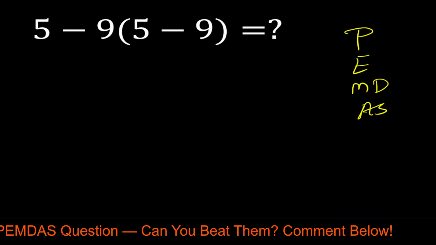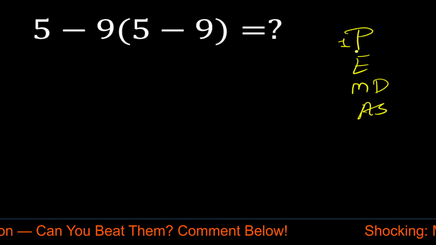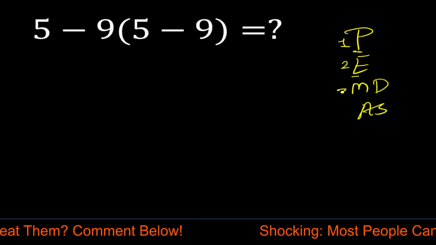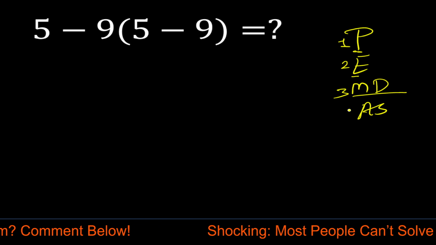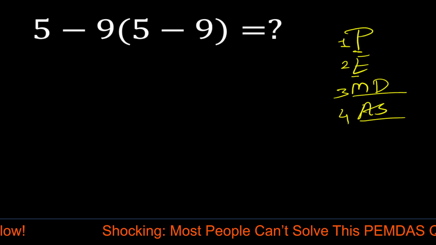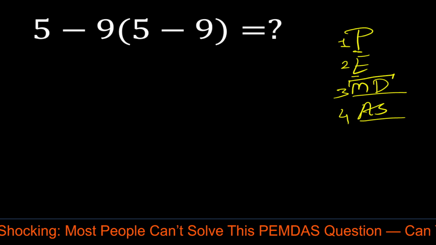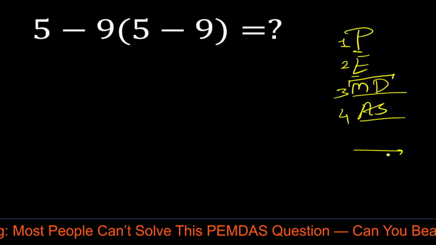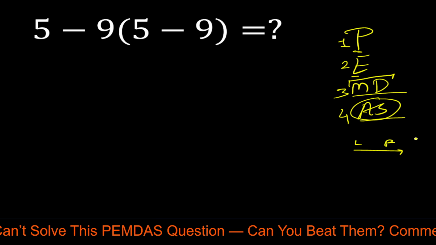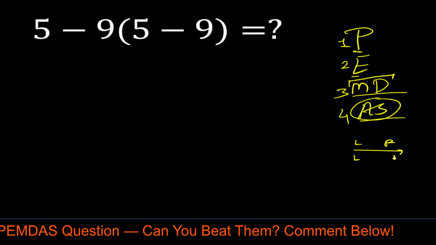P-E-M-D-A-S. Now, according to the PEMDAS rule, first priority is parentheses, then second priority is exponents, then third priority is multiplication and division, then fourth and last priority is addition and subtraction. But here multiplication and division both have equal priority, so we have to solve it from left to right. And also addition and subtraction both have equal priority, so we have to solve it from left to right.